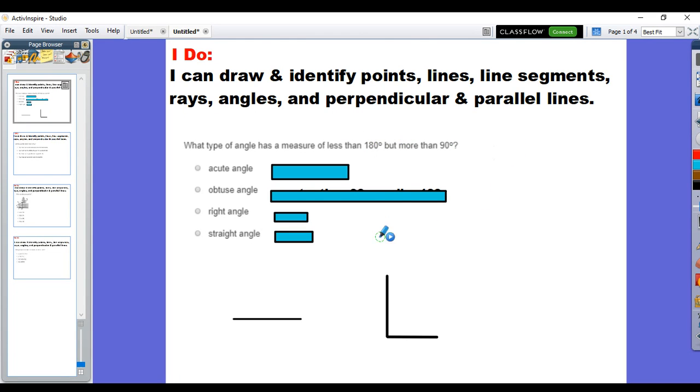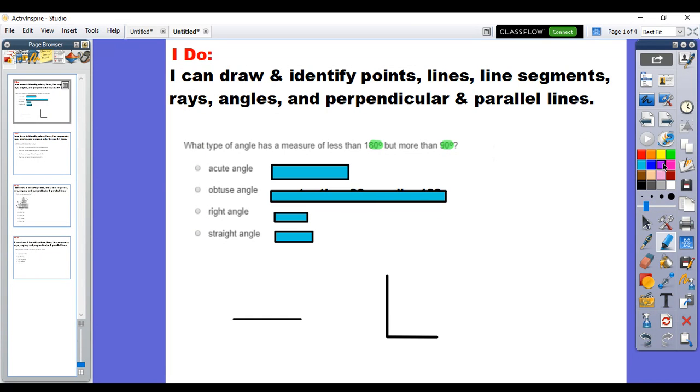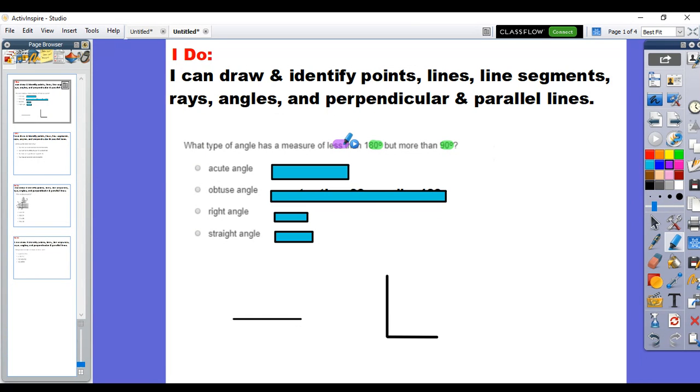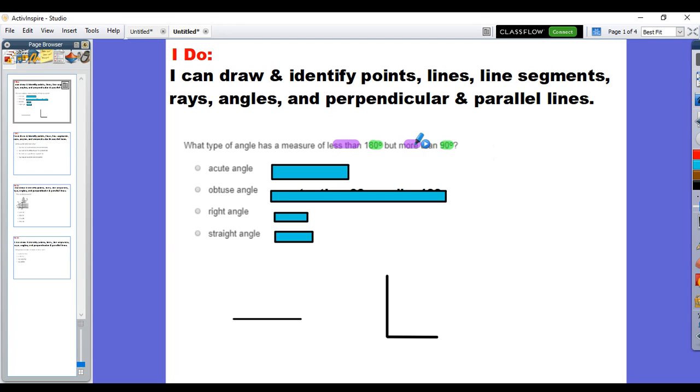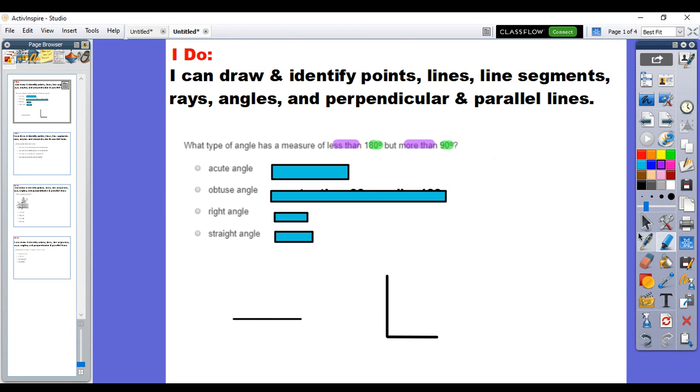All right, so remember, when we're doing this, we're still going to think about cubes. So we need to pull our numbers, our information, keywords, figure out what the question's asking. All right, so we have 180 and we have 90. We have less than and we have more than. Remember, less than is smaller and more than is greater than or bigger than. So let's talk about what we know.